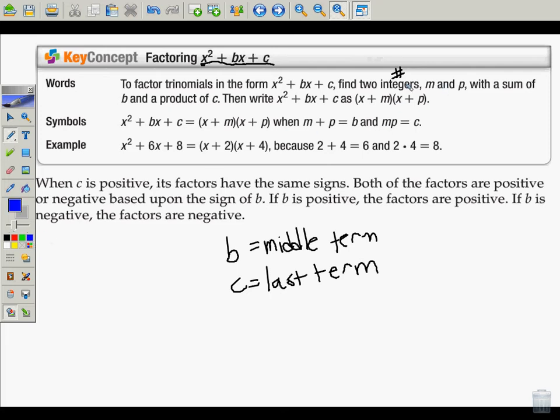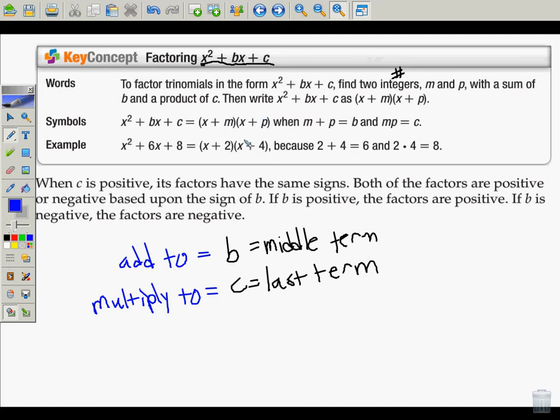The numbers always have to add to equal b, and the numbers we find have to always multiply to equal c. So we add to get the middle term, multiply to get the last term. Hopefully this makes sense from FOIL: these two numbers, when we multiply them together, gave us our last term, and they have to add to give us our middle term. So what we're trying to do is factor these quadratic equations and expressions and get them in the form of two binomials being multiplied together.